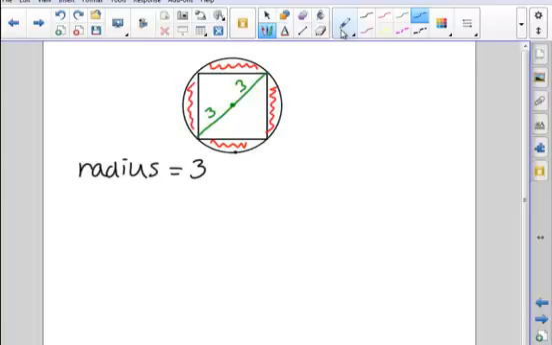Right now you know the radius of the circle, so you've got the area of the circle. What's the area of the circle? It's pi r squared, which in this case is pi times 3 squared, which is 9 pi. Right? 3 times 3 is 9. Okay, so there's the area.